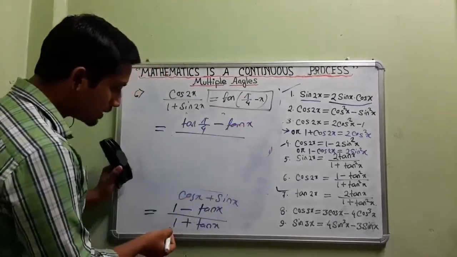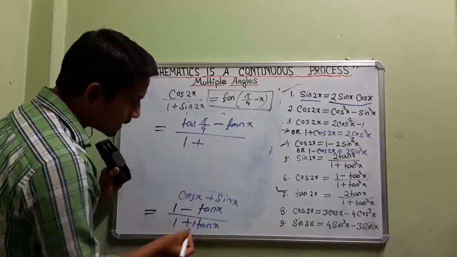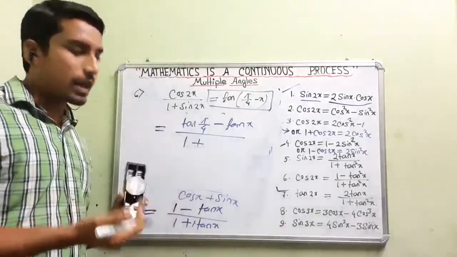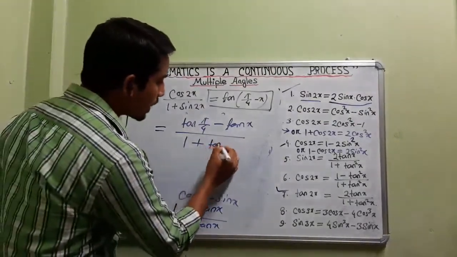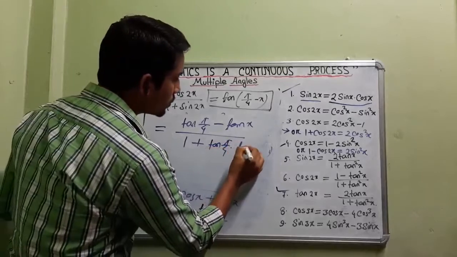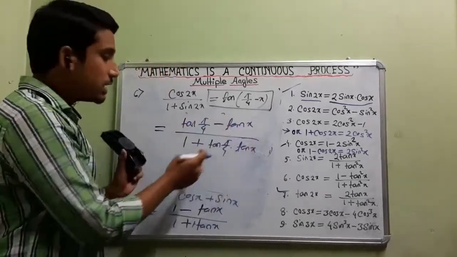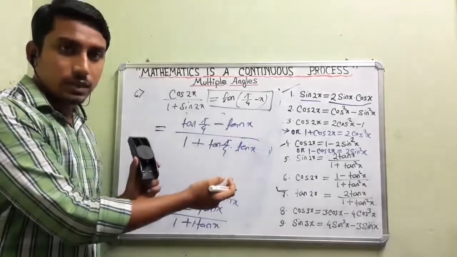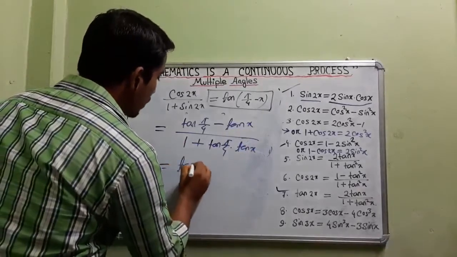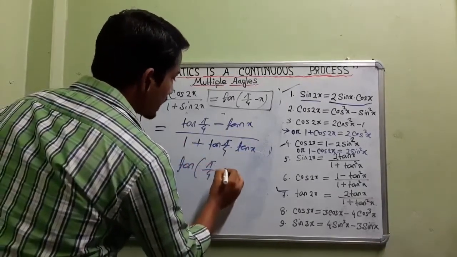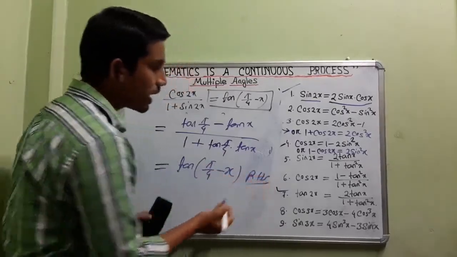Divided by the denominator: 1 keep as it is. Plus, with anything there is a 1 multiplied; with anything we can think of a 1 which is multiplied with that. In place of that 1 we'll write tan pi by 4, into tan x. So what is this format? This is tan a minus tan b divided by 1 plus tan a tan b, isn't it? So what is the formula? This is the formula for tan of a minus b. So you will get tan of a, meaning pi by 4, minus b, which is x. In this way we are getting our right hand side, and hence proved.